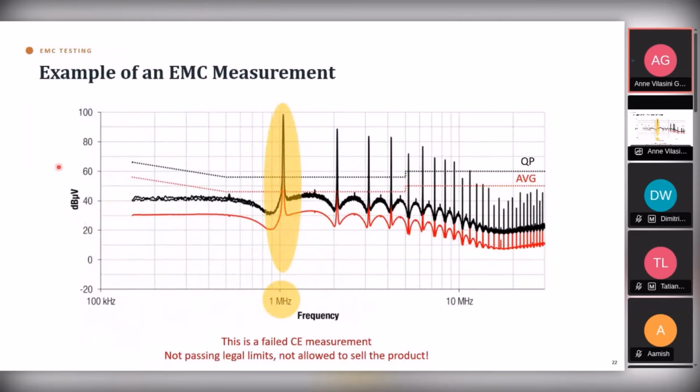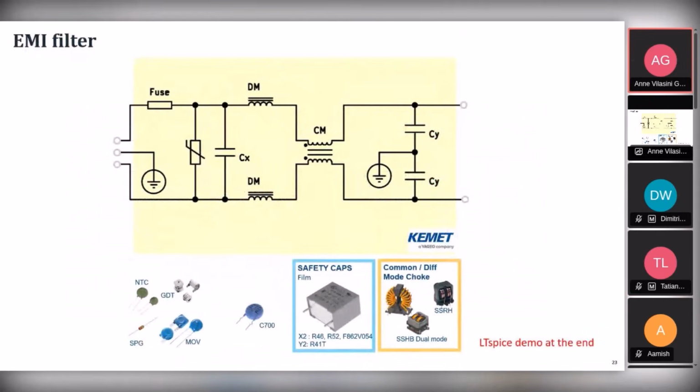So this is one example of a failed EMC measurement. This is a conducted emission test. And here you can see these dotted lines are the limit lines, which are coming from the various EMC standards. So QP and average, quasi-peak and average line. So this is the spectrum that is generated by the device under test when you do an EMC measurement. And wherever it crosses the line, then you say that the device is failing the EMC test. So if you fail the EMC test, then it means that you are not passing the legal limits, and therefore you're not allowed to sell the product.